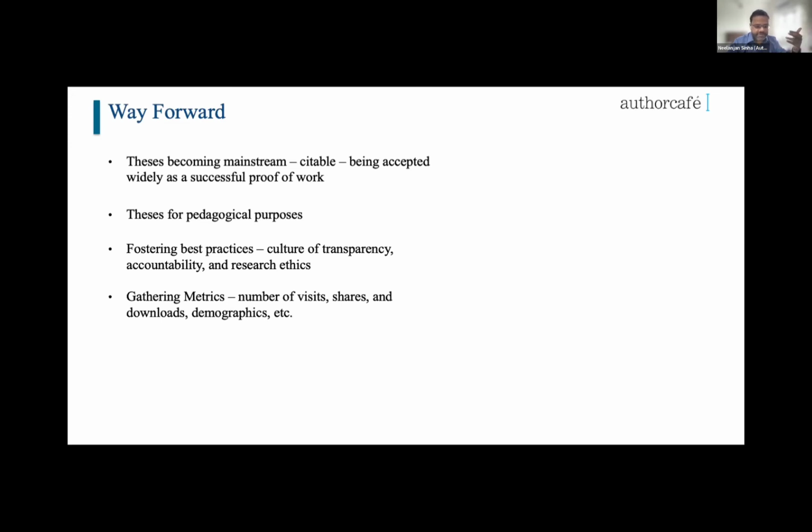The same way publishers collect data for the publications or the authors get to know through their H index or citations, right? But for thesis, we do not have such a measure. So we hope that in days to come, there will be some mechanism through which a researcher would get to know, or institutions would get to know, how their output is being consumed and by how many people.